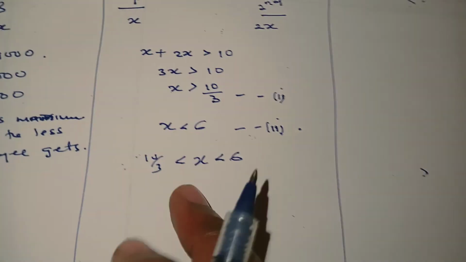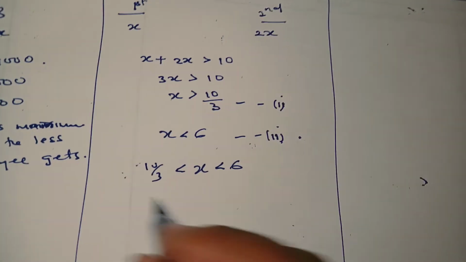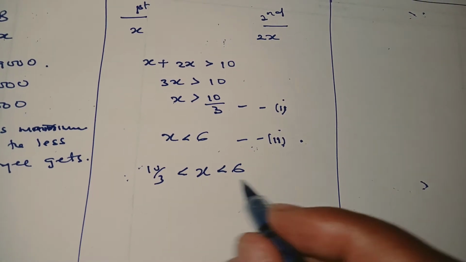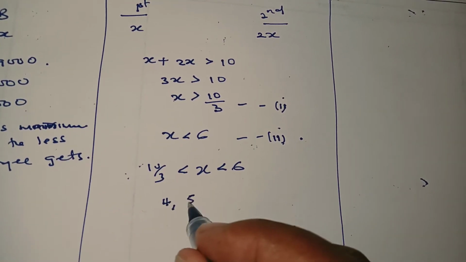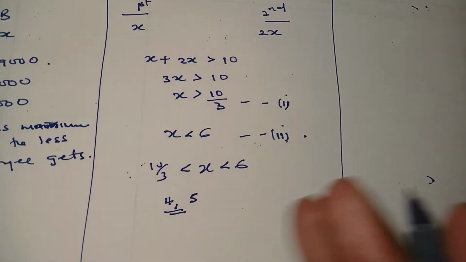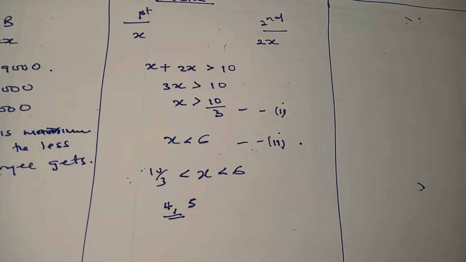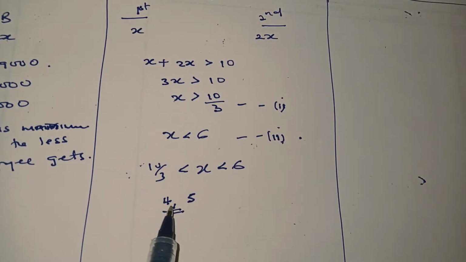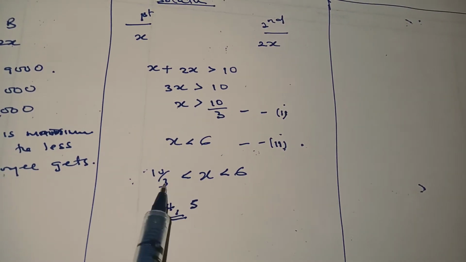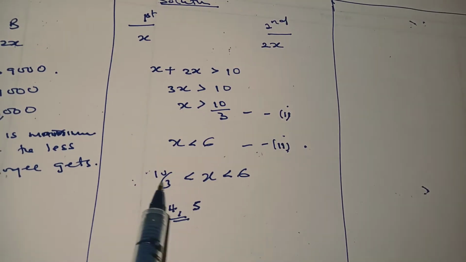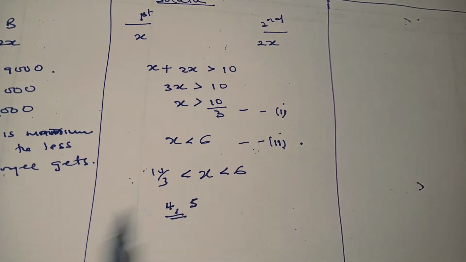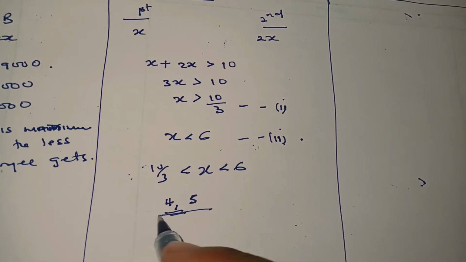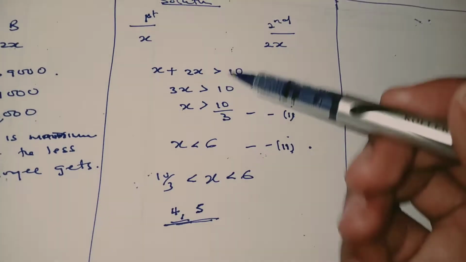So because x is an integer, what is our range now? Given that this is 10 over 3 and this is 6, those numbers are 4 and 5, because integers are either negative or positive whole numbers. Between 10 over 3 and 6 we have 4 and 5, when these two are not included, because this is a strict inequality. So these are the integral values satisfying this condition.